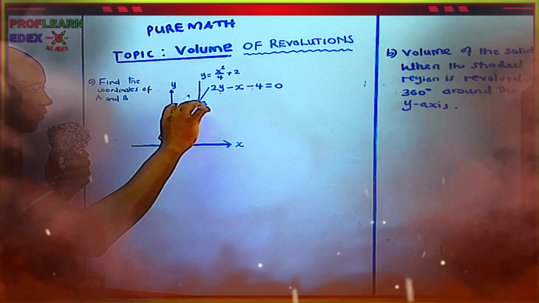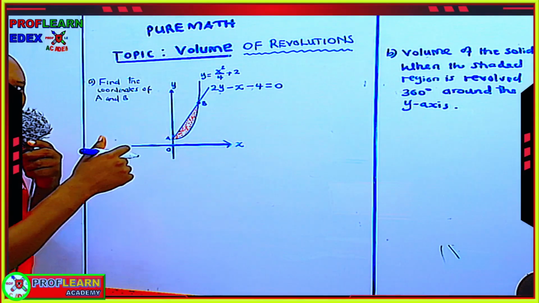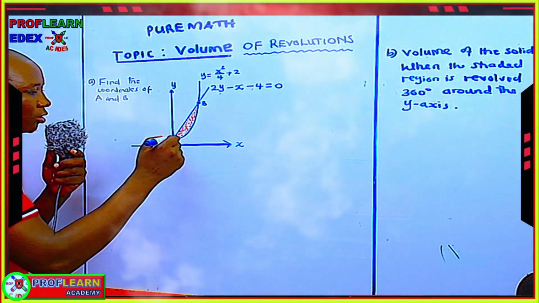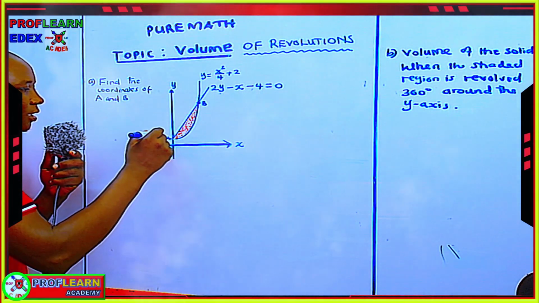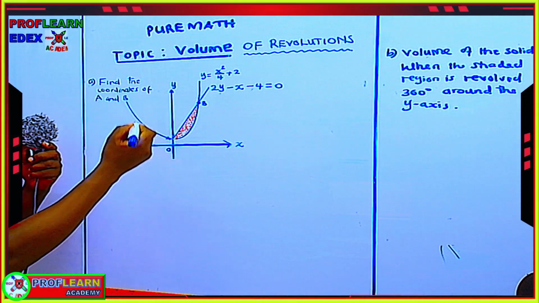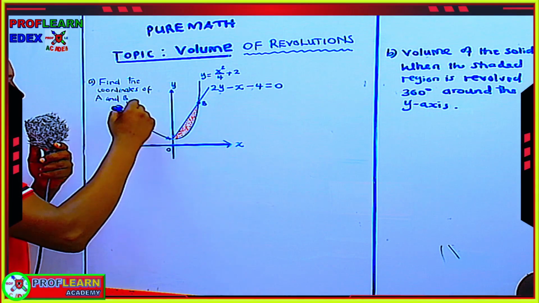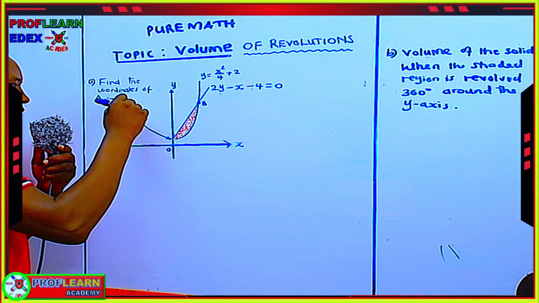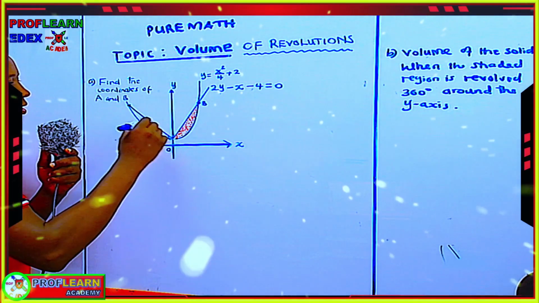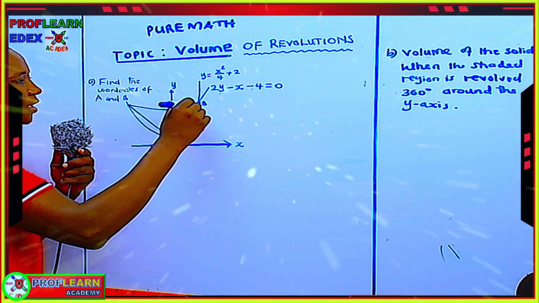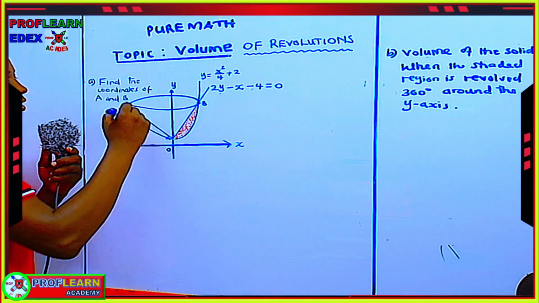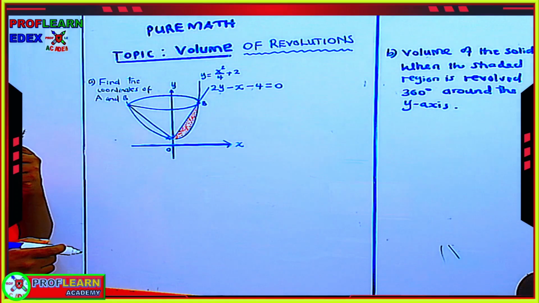So if this curve that is shaded here, if this region is shaded here, is going to be revolved, it is going to form a 3D diagram. For instance, we have that, and then we have also this line that is going to run from this point and go straight to this point here. So we are going to have a 3D solid like that.